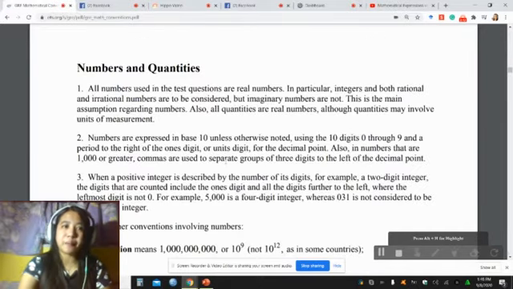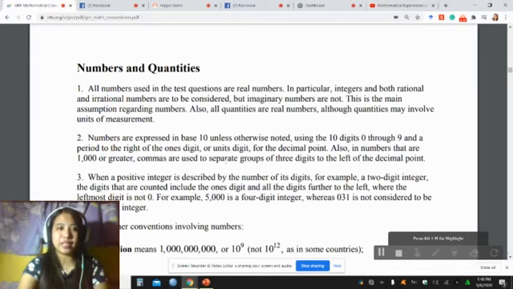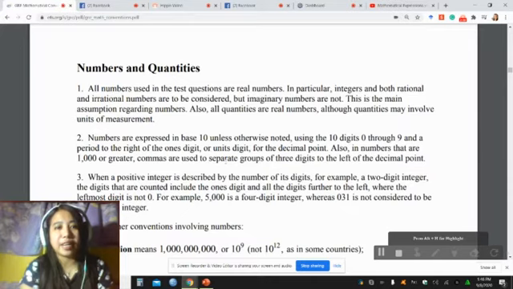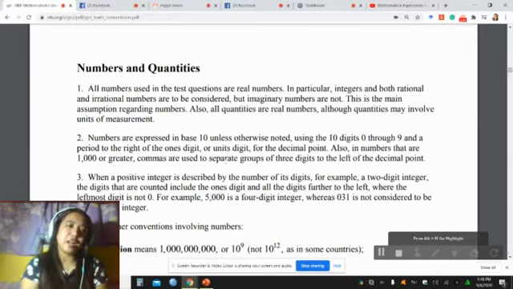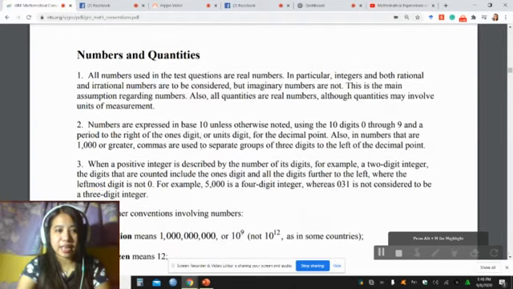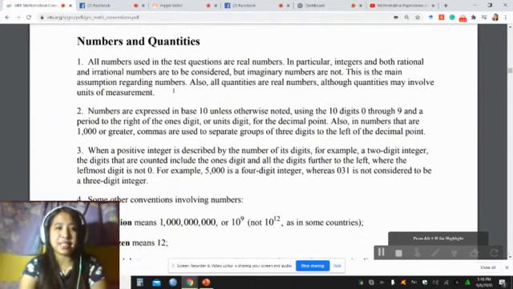So for instance, in numbers and quantities, all numbers used in the test questions are real numbers. We know that in the set of real numbers, we have the set of integers and the set of rational and irrational numbers. So rational numbers, irrational numbers, and integers are all real numbers. But imaginary numbers are, of course, not part of real numbers. And also, for instance, in item number 2, numbers are expressed in base 10 unless otherwise noted.